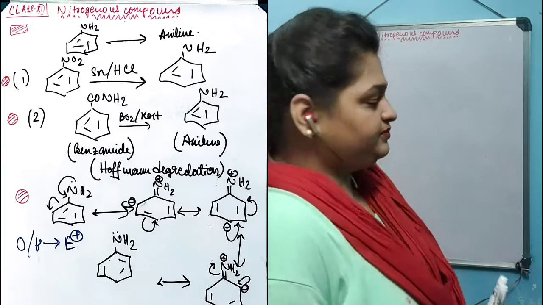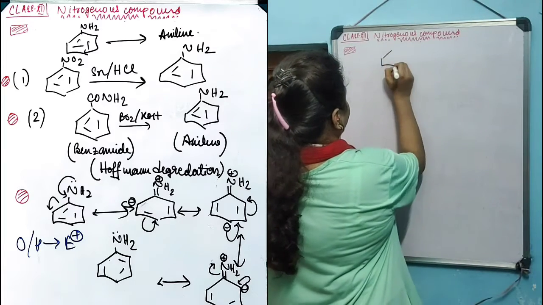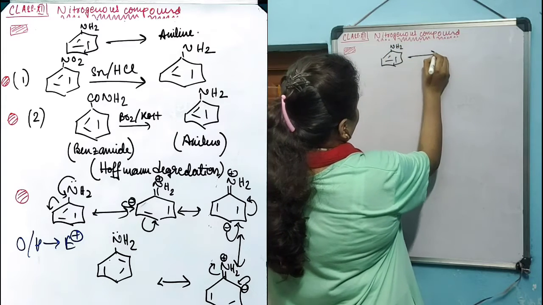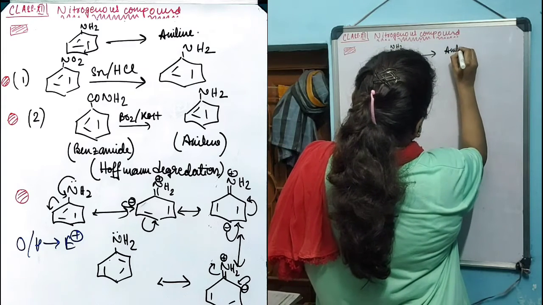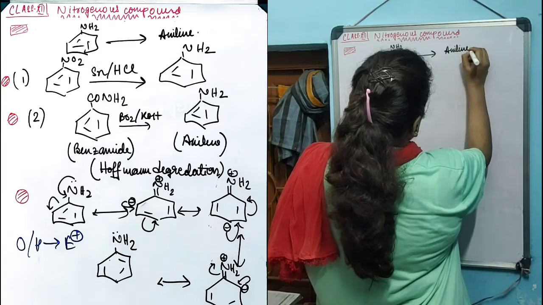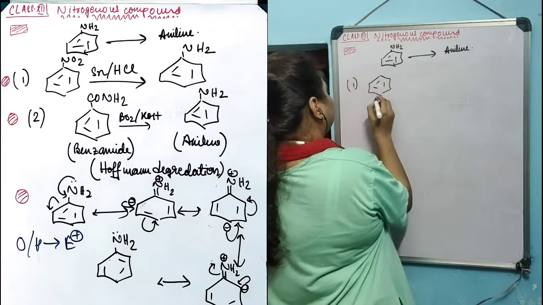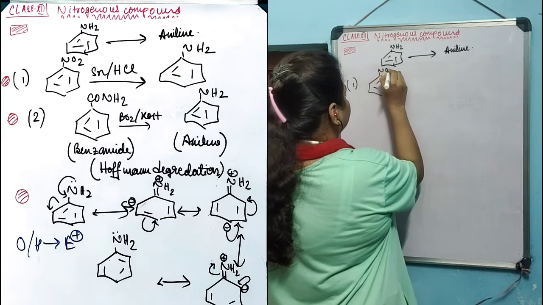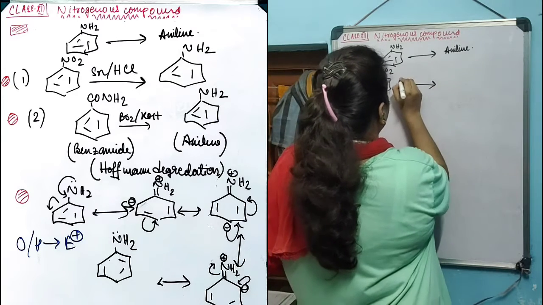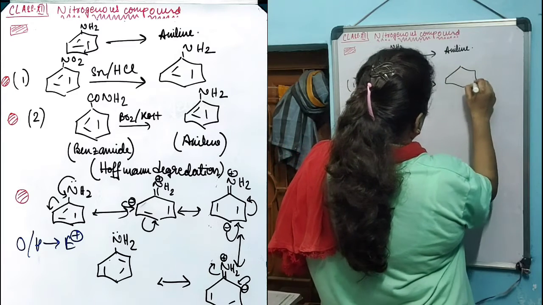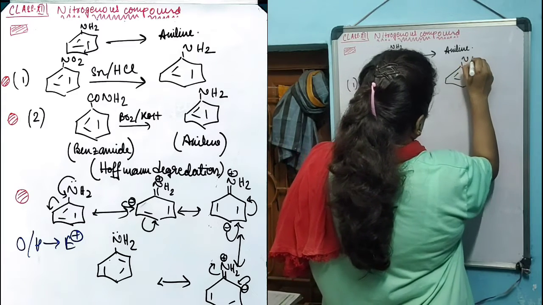Aromatic amine is this compound. This compound is known as aniline. When nitrobenzene is treated with Sn/HCl, it produces aniline.